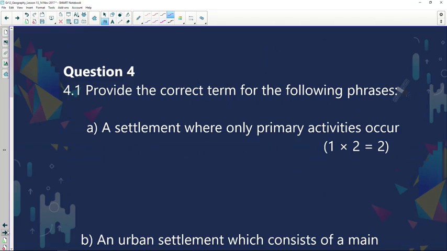Let's quickly have a look at our next questions. Now, the next question is just to provide the correct term for the following phrases. A settlement where only primary activity takes place. Now, what happens in primary activities is usually rural settlements. What do we say? It's unifunctional. It's only one activity taking place. If we look at urban areas, usually secondary and tertiary activities, it's multifunctional.